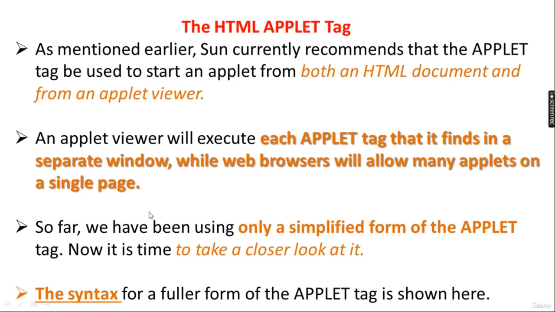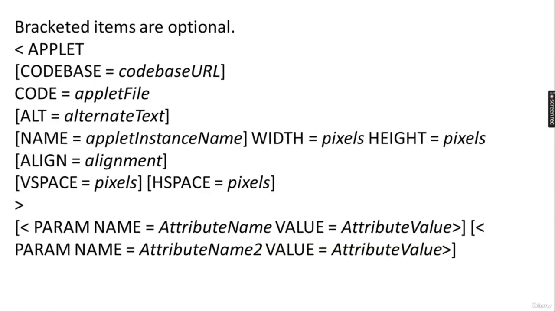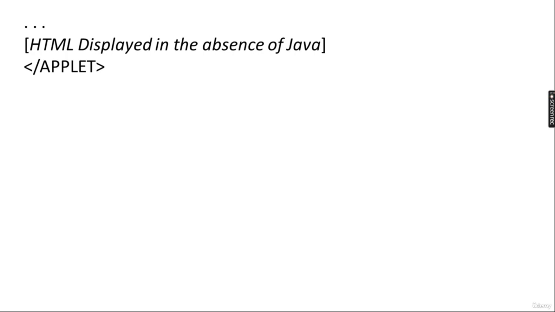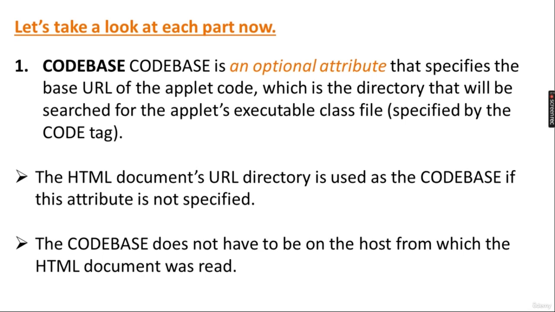We have been only using the simplified form of the applet tag. Now we will see it in detail. The syntax or full form of the applet tag is this: codebase URL, code applet file, actual applet file, alternate text, name, applet instance name, width and height in pixels, align for alignment, vspace pixels, hspace pixels, parameter name, attribute name, value attribute name, parameter name, attribute name, value attribute name, and HTML displayed in the absence of Java. Okay, and the applet tag is closed.